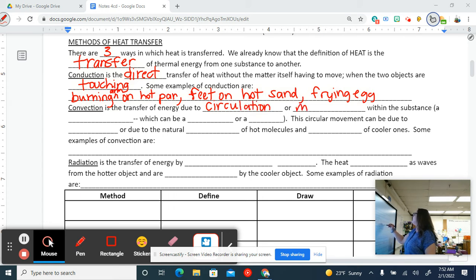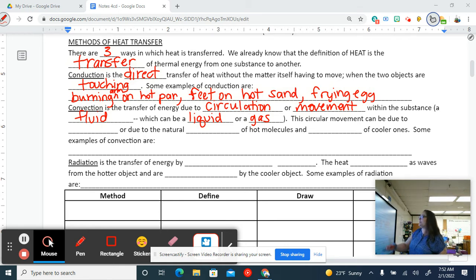Convection is circulation, so it's the transfer of energy due to circulation or movement within the substance. Now, the substance does have to be a fluid, but fluid isn't just liquid. Fluid is a liquid or a gas. Fluid just means anything that has particles that can flow. And we know that both liquid particles and gas particles can flow, so they are both considered fluid. So fluid dynamics studies both liquids and gases. So convection happens in liquids and in gases.